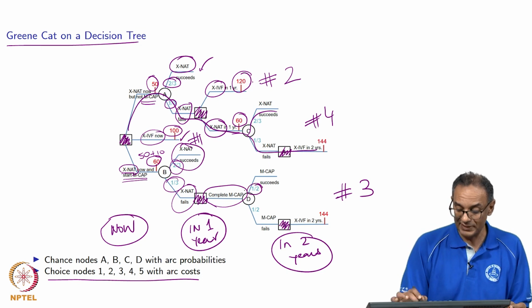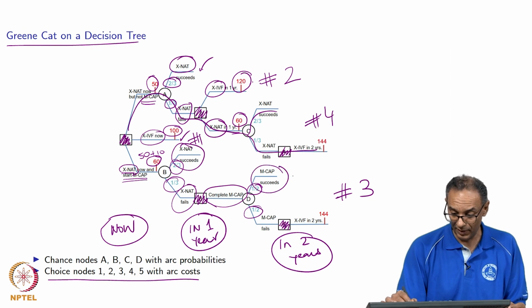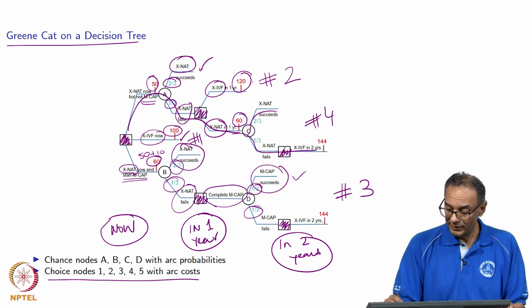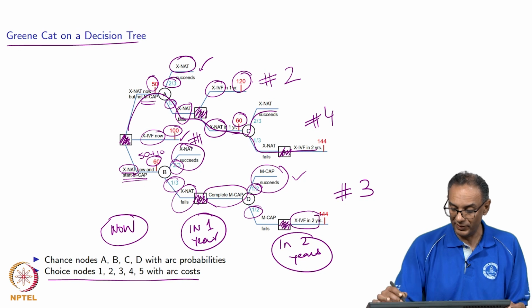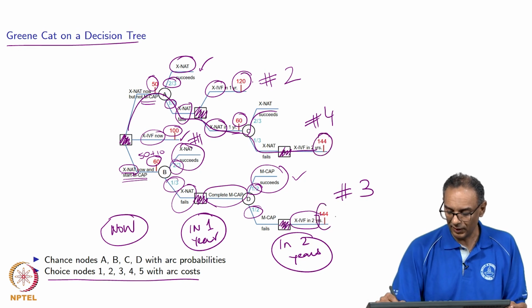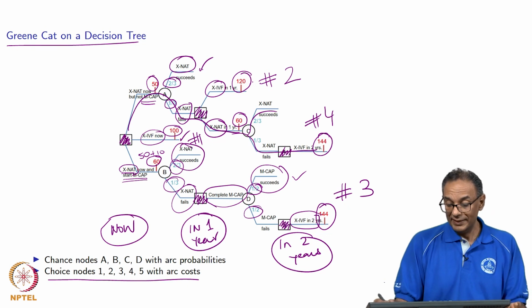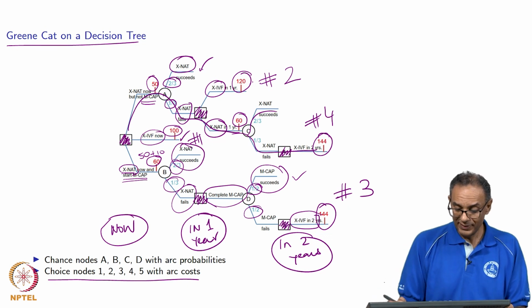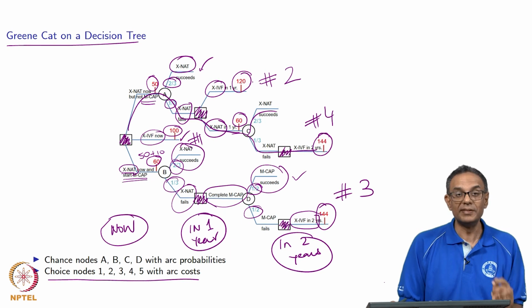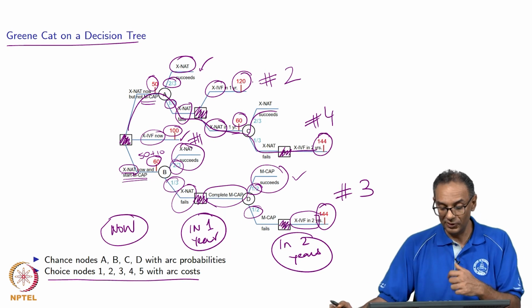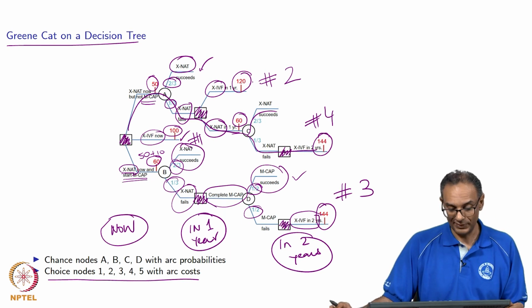Now there is a 50% chance that it would succeed, there is a 50% chance it would fail. If it succeeds, we are done. If it fails, then we go ahead and do IVF in 2 years. So the IVF in 2 years costs 144. We've seen that before. So these are your 4 strategies, and next we will see how they map in terms of the cost. Okay.